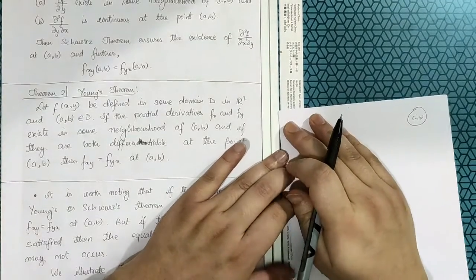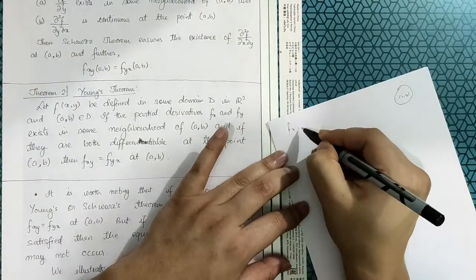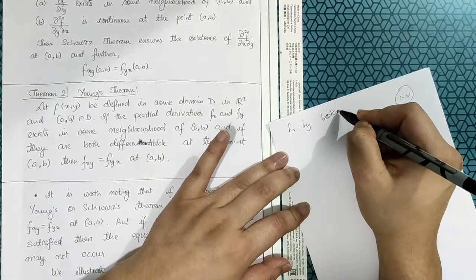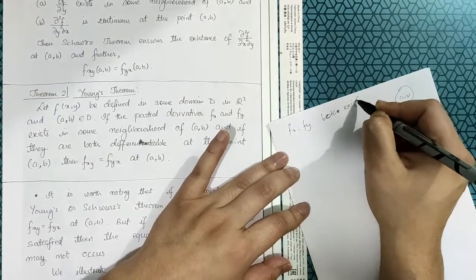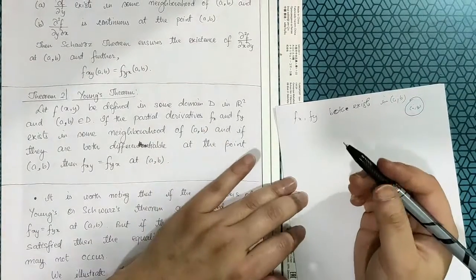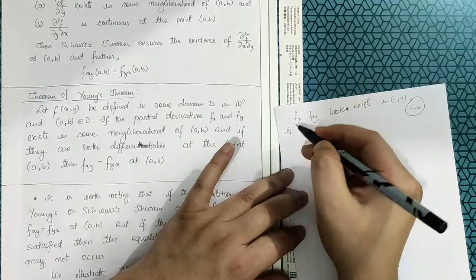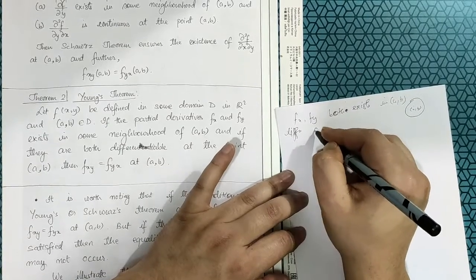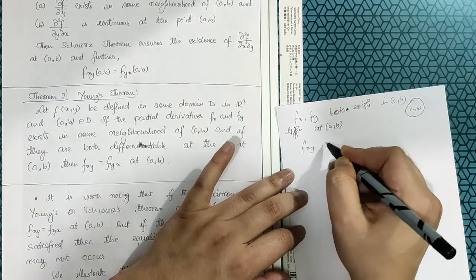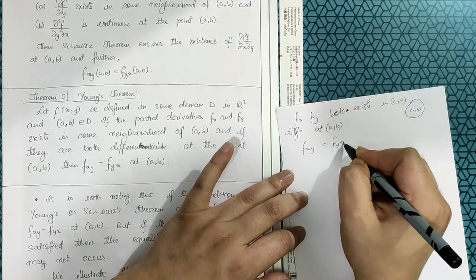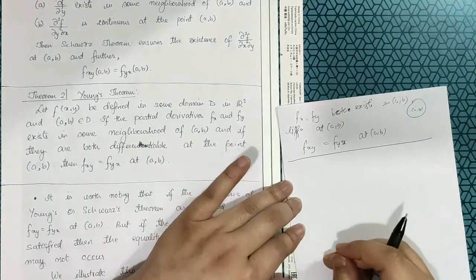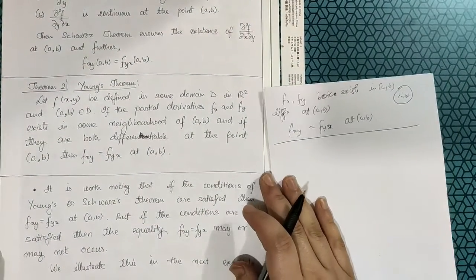So Young's theorem says f_x and f_y both exist around (a,b) and that they are differentiable. Moreover, they must be differentiable at (a,b). Then f_xy is equal to f_yx at (a,b). So these are the two theorems, Cauchy's theorem and Young's theorem.